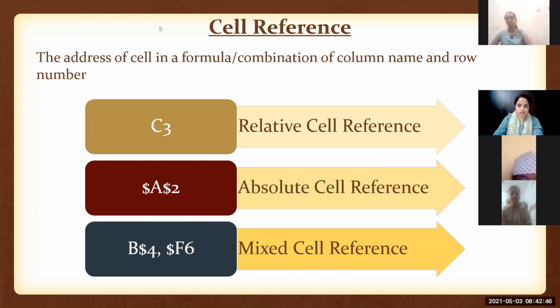Third is mixed cell reference, in which we can have a fixed column and relative row number, or a fixed row number and relative column. That means we can have a combination of both relative and absolute cell reference, in which either the column name remains fixed and the row number changes, or the row number remains fixed and the column name changes when we copy the formula.